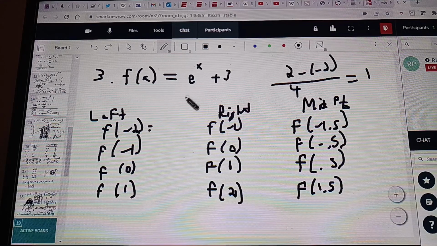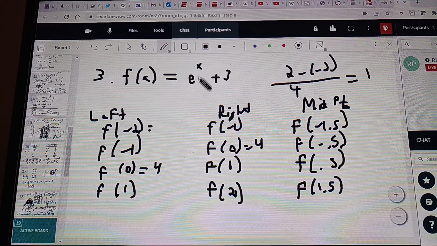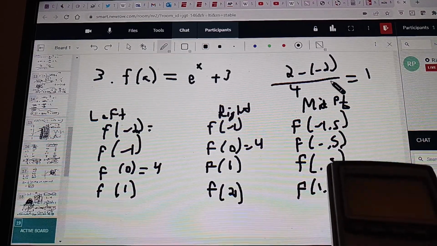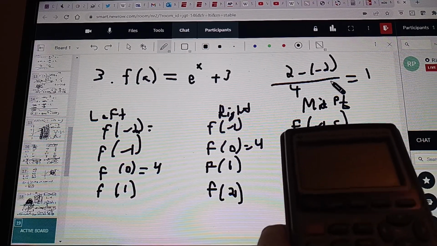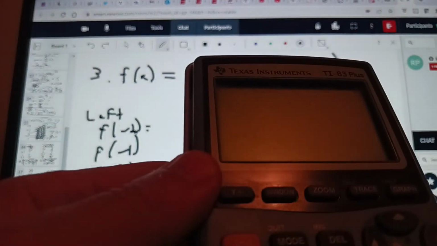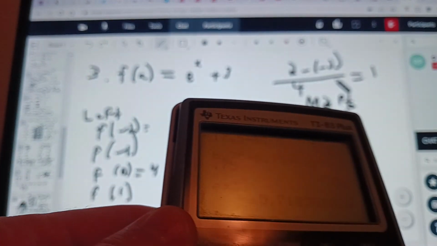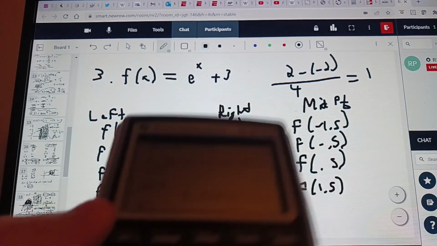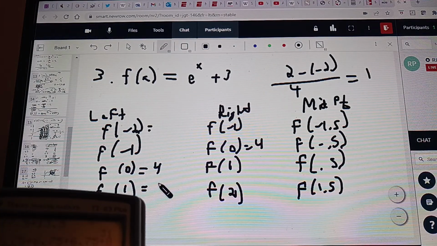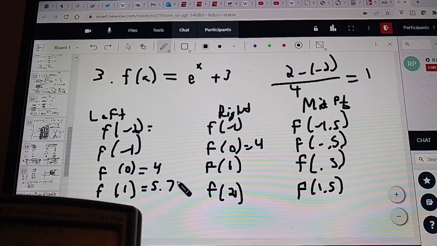E to the 0 is 1, and 1 plus 3 is 4, so this is the only answer that comes out nice. E to the 1 is itself, but e is 2.71828 and so on. So e to the 1 is e, and e plus 3 is just some approximation. E plus 3 is 5.718. So I'm going to write that down to 3 decimals, and then we'll round to 2 at the end. 5.718.